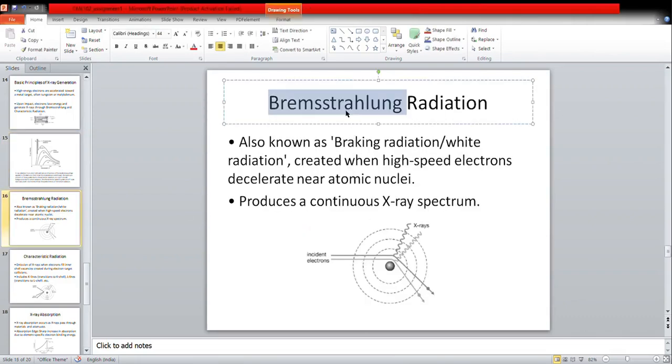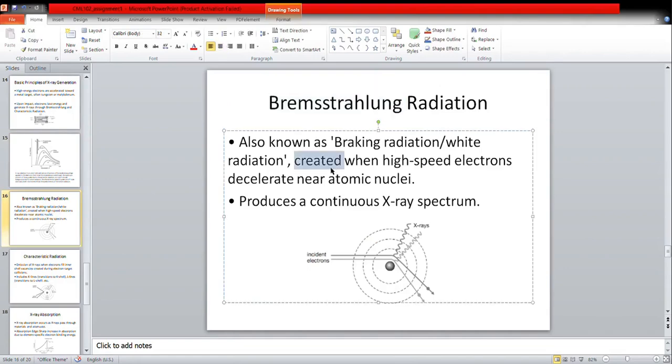As already stated, Bremsstrahlung radiation, also called braking or white radiation, is created when high-speed electrons decelerate near atomic nuclei. What happens is we accelerate electrons between cathode and anode, and when they strike the metal surface, they start to decelerate. They undergo a negative acceleration, due to which they lose energy, and that energy is emitted in the form of X-rays. This is a continuous spectrum due to the deceleration, and this spectrum is called Bremsstrahlung radiation.